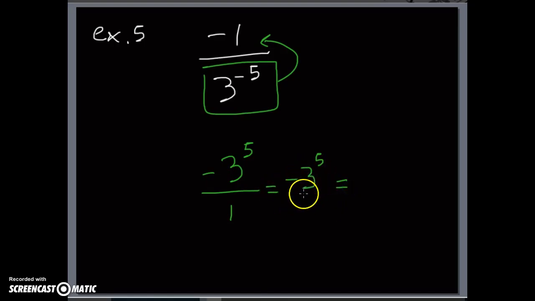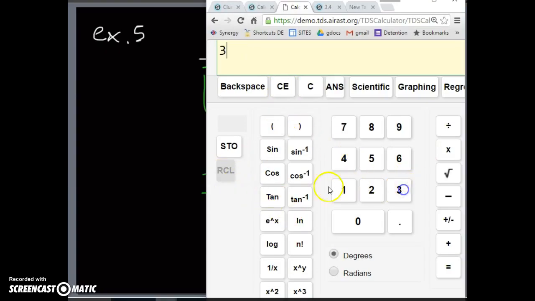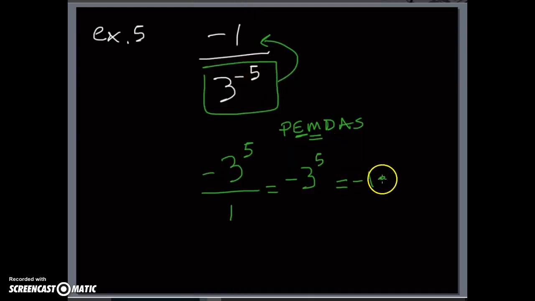Now, the negative is not a part of the base, so when I take this 3 to the 5th power, I'm not going to take the negative with it. I'm going to multiply this negative in afterwards. This is order of operations. First, I'm going to do my exponent, and then after my exponent, I'll do my multiplication. So I'm going to multiply this answer by a negative 1. 3 to the 5th power is 243, and 243 times a negative 1 equals a negative 243.